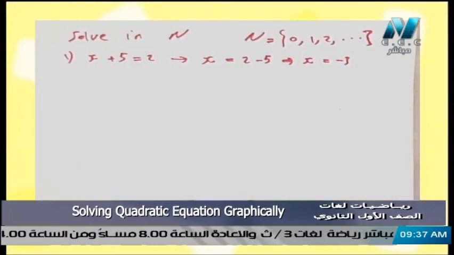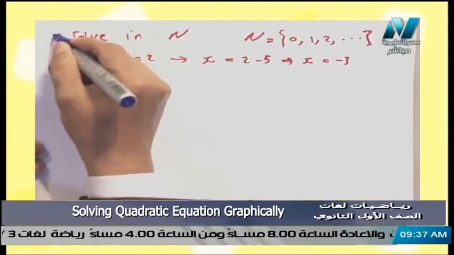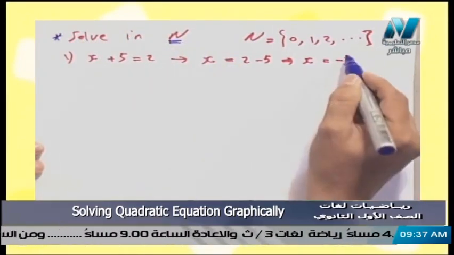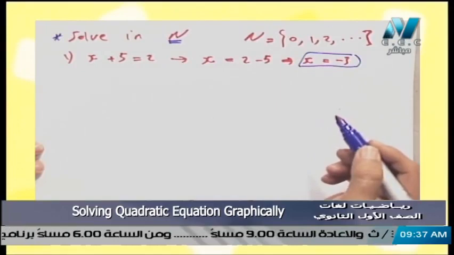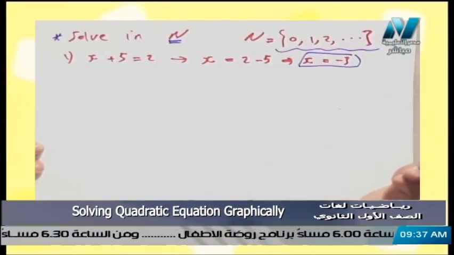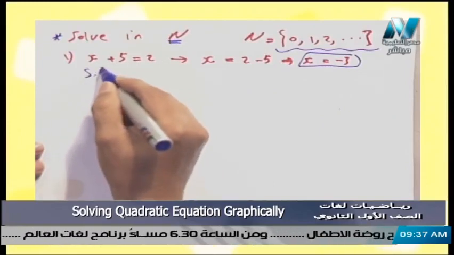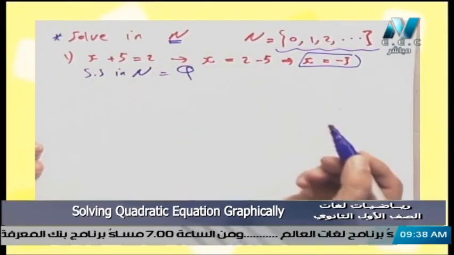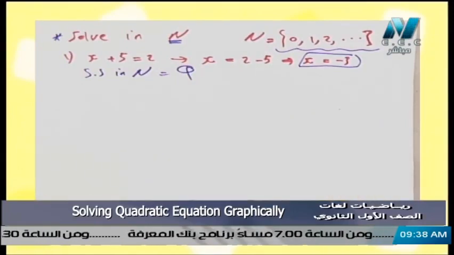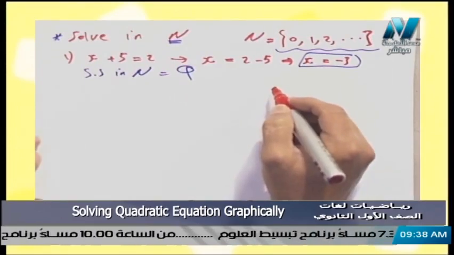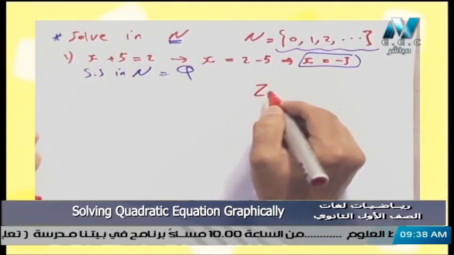And he asked me to solve in N. N is natural numbers, but we have here x equal negative 3, and negative 3 doesn't exist in the natural numbers. So the solution set here in N, in natural numbers, equals empty. So we needed to extend to another set of numbers, which is Z.